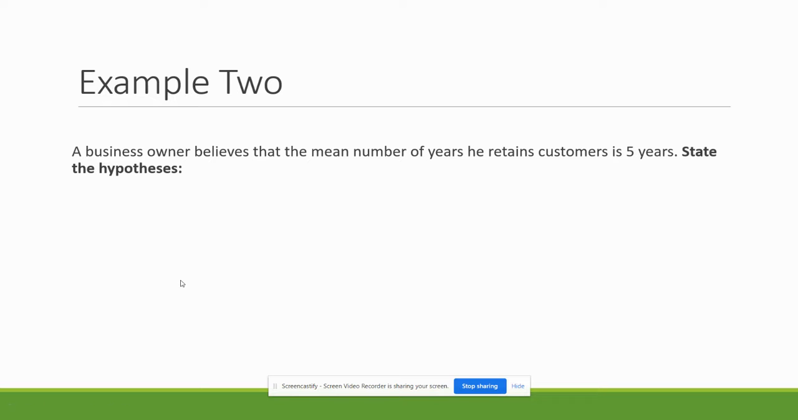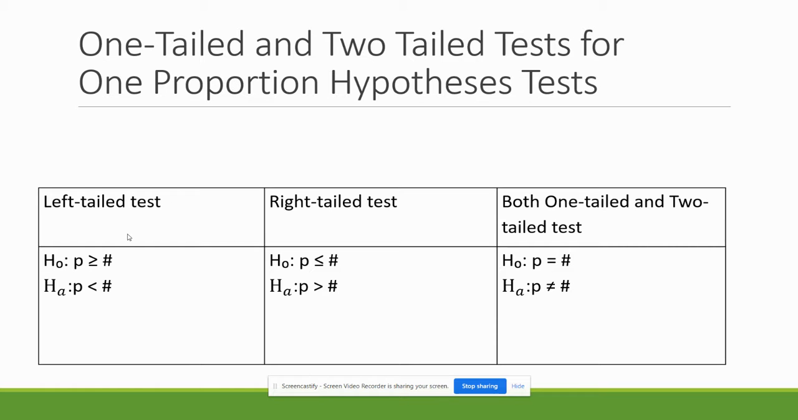Let's do a number one. A business owner believes that the mean number of years he retains customers is 5. State the hypothesis. Okay, again, it's that is, so that's the equal sign. And I know the equal sign goes in the null, so the mean equals 5 years. My alternative is the mean does not equal 5 years. He doesn't really care if it's less than 5 years or greater than 5 years. He just believes it's 5 years, and that's what I have to test on.